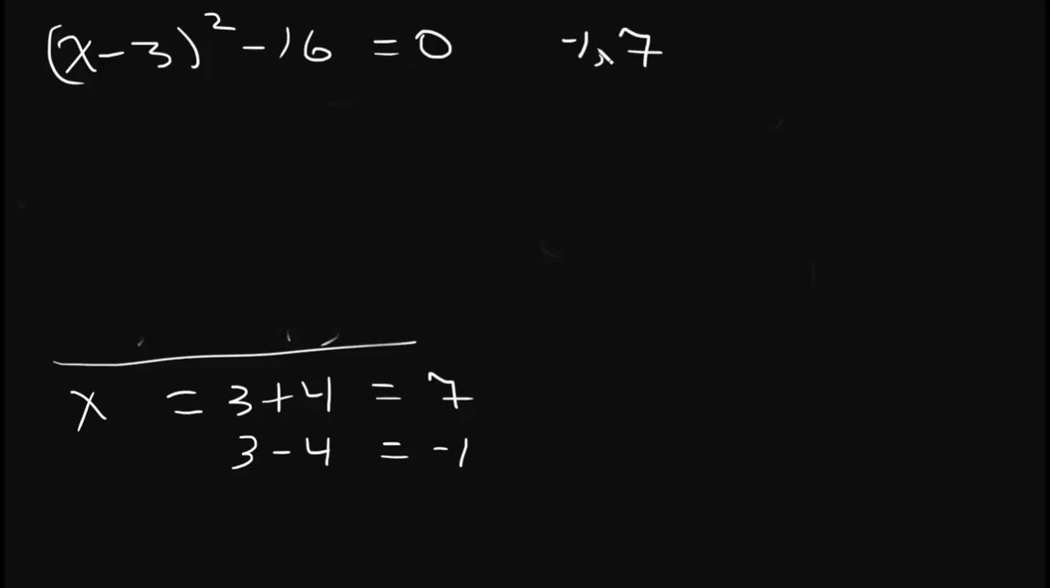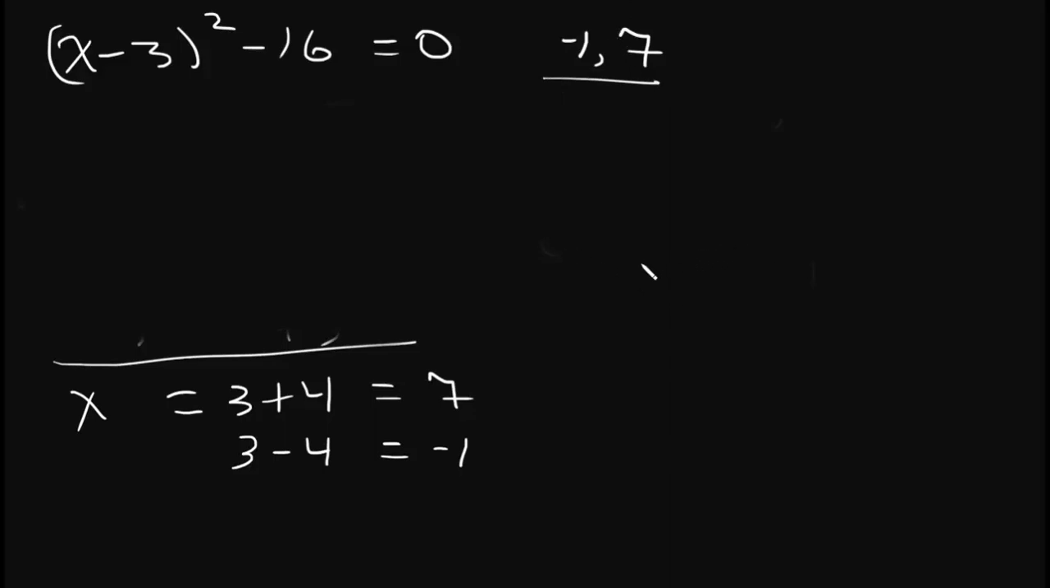And if you try putting them in, you'll see that's true. If we put in a negative 1, minus 3 is negative 4 squared. That would be negative 4 squared would be positive 16. Minus 16 is equal to 0. And 7 minus 3 would give us a 4. 4 squared is 16. Minus 16 is equal to 0. So these answers absolutely work.